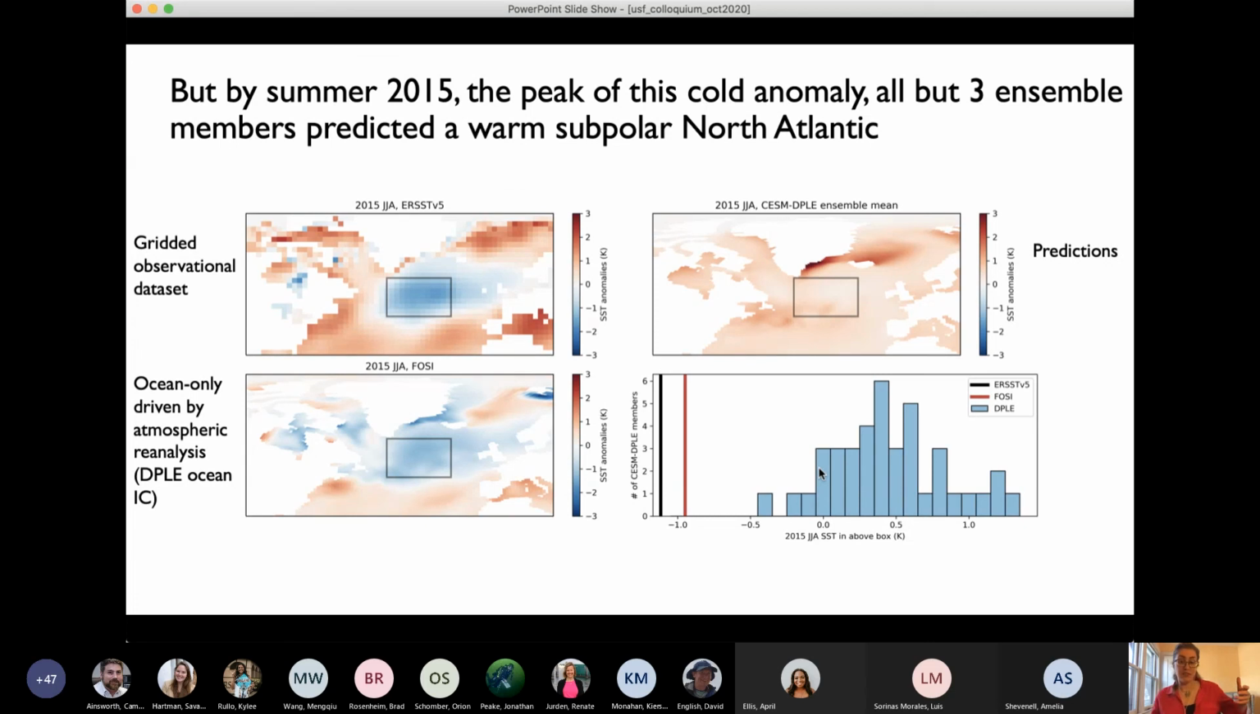But it didn't last very long. So this is the ensemble mean in the Decadal Prediction Large Ensemble. Not only did we lose the cold blob, but it warmed up. And if we look at all 40 ensemble members in this histogram, not a single one was down near where the observations were, and only 3 ensemble members had negative sea surface temperatures. This was a pretty badly blown forecast for an initialization that looked okay. So what happened?